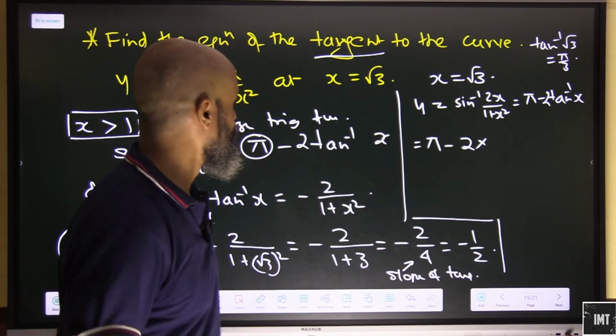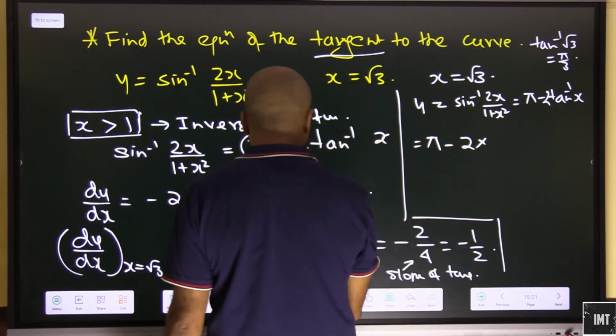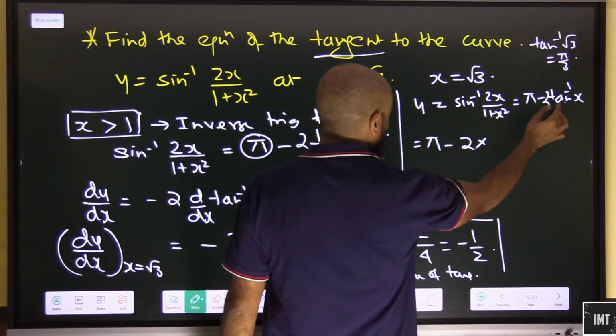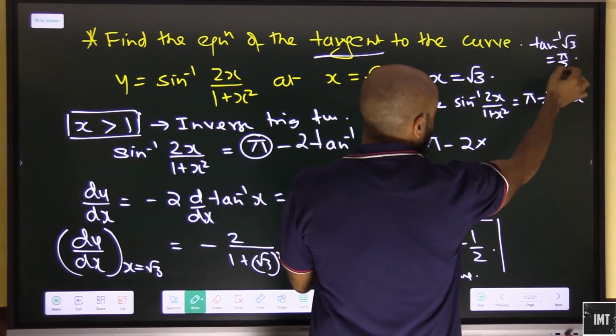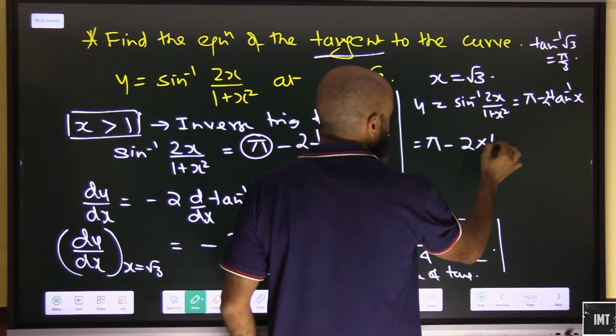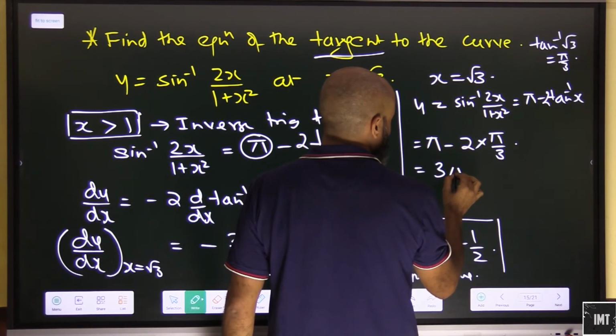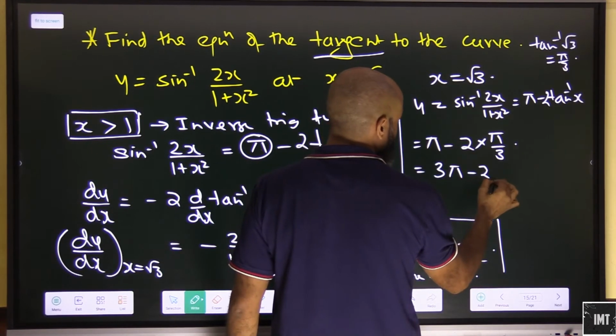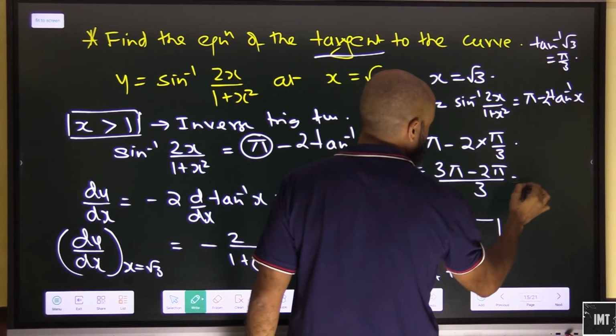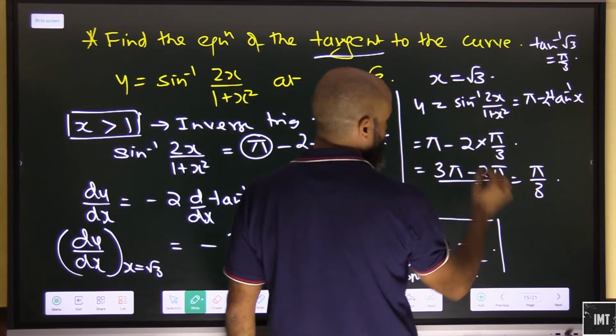Okay, so in continuation with this, pi minus 2 into tan inverse of under root 3, that is pi by 3. So this will be 3 pi by 3 minus 2 pi by 3. So that's going to give us pi by 3. That's the value of y.